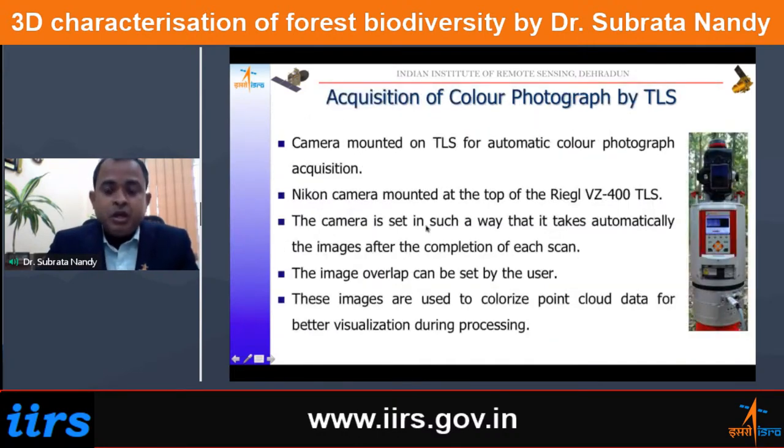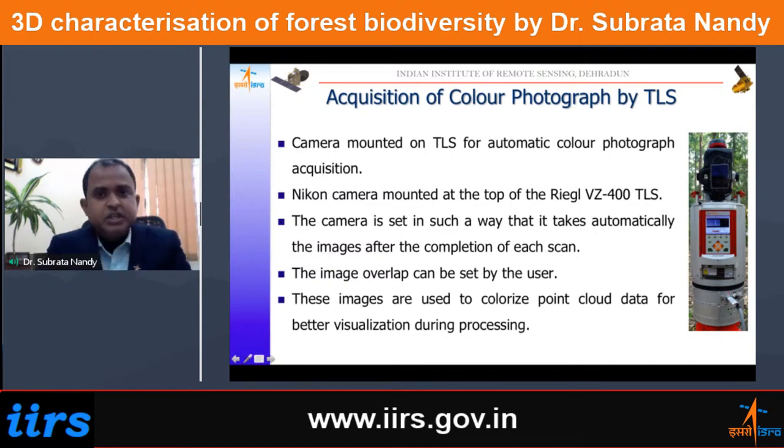There is one more thing: at the top of the scanner, there is a digital camera attached. Once you scan the whole thing, this camera takes photographs. You can decide the overlap of these digital photographs; generally we take 60% overlap for each photograph. It revolves 360 degrees, or the angle which I have fixed, and takes photographs. These images are used to colorize the point cloud data for better visualization during processing. I'll show how it looks without these photographs and with photographs.